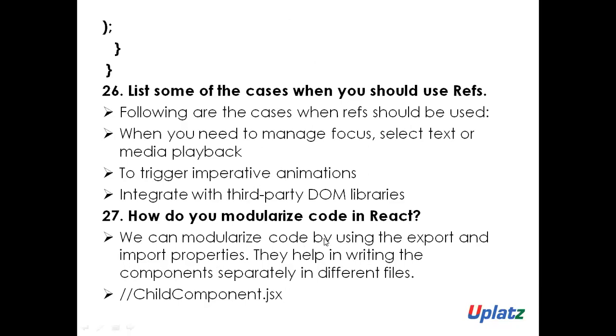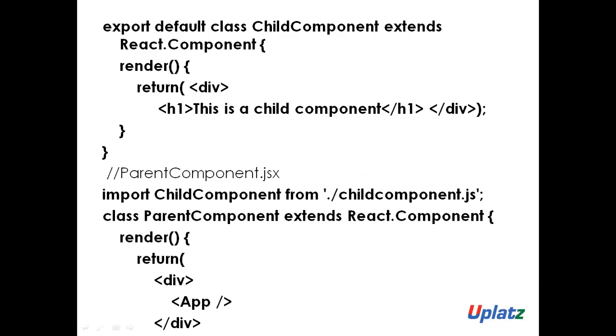How do you modularize code in React? By using export and import properties, which help in writing components separately in different files. First would be the child component. I have export class ChildComponent extends React.Component. Inside render, I'm just returning a div. Next, the parent component. I have import ChildComponent from that particular child file. I have a parent component, I'm just extending React.Component, and inside my render, the app.